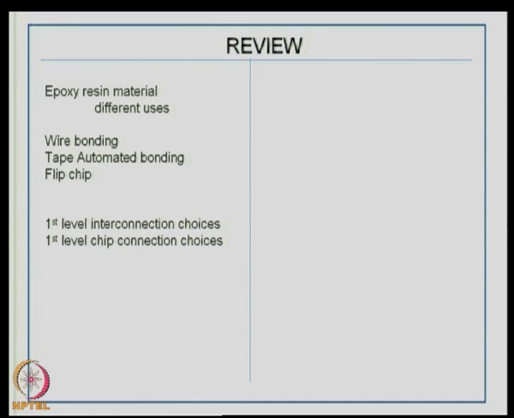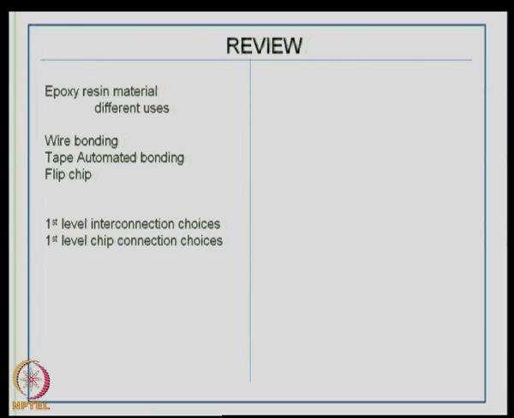Welcome back to this module. Actually, we are in the last segment of the second module, where we are discussing semiconductor overview, fabrication overview. We saw the front end and back end processes, and then we saw the chip interconnection choices, that is the first level interconnection choices.